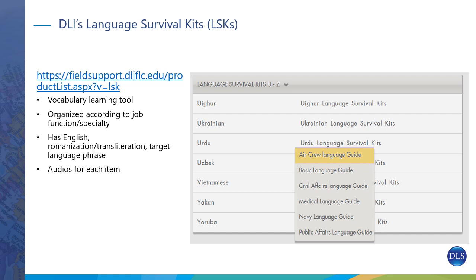The kits are organized according to a job function or specialty. So for example, you can see in Urdu there's an aircrew language guide, basic language guide, civil affairs, medical, Navy, and public affairs language guide. So if you have a student who has a job that is particular to one of these areas, this might be a good resource for you.